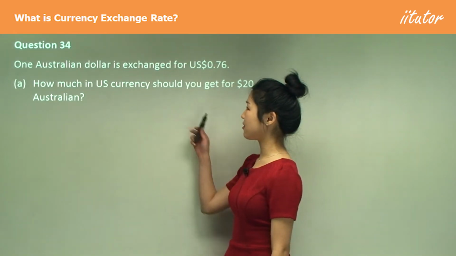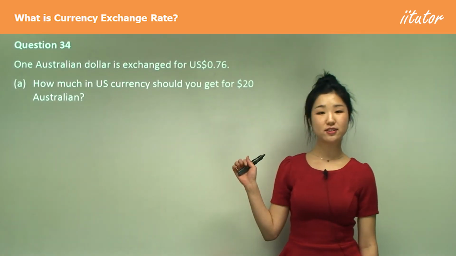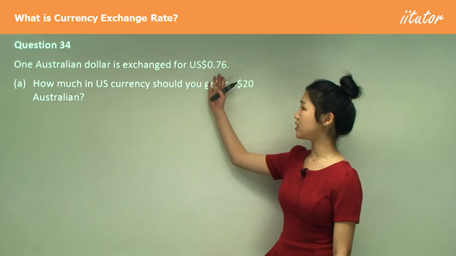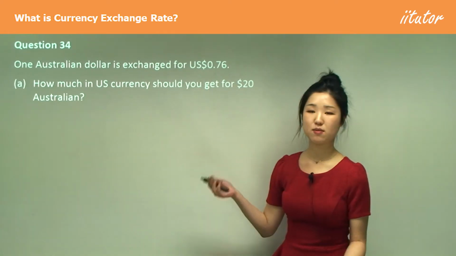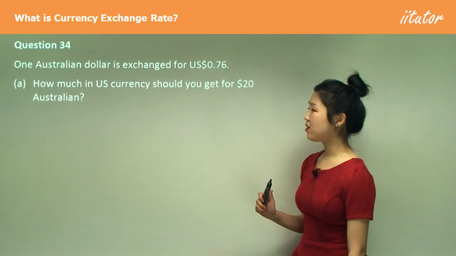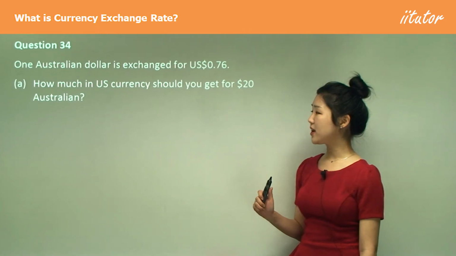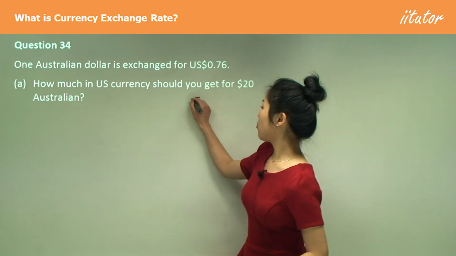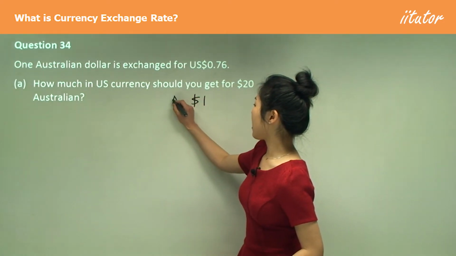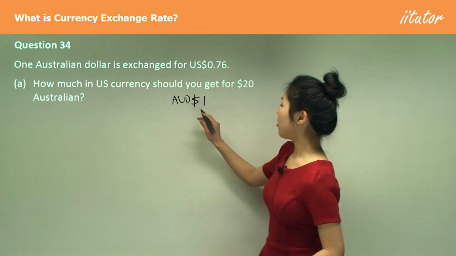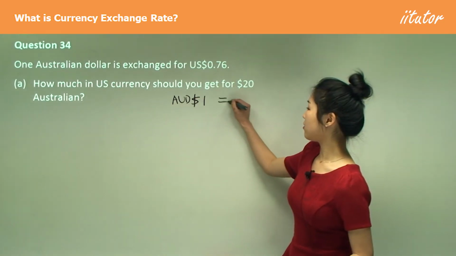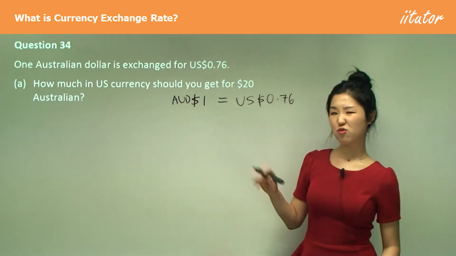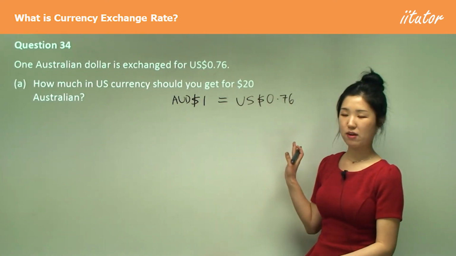1 Australian dollar is exchanged for US dollars 0.76. Okay, so 1 Australian dollar is equivalent to US 76 cents basically. So A, how much in US currency should you get for $20 Australian? If you like, guys, you can write a little notation here. You can write AUD for Australian. Australian $1 is equal to US 0.76. Just write that down somewhere. I just always like to write the key information down somewhere.